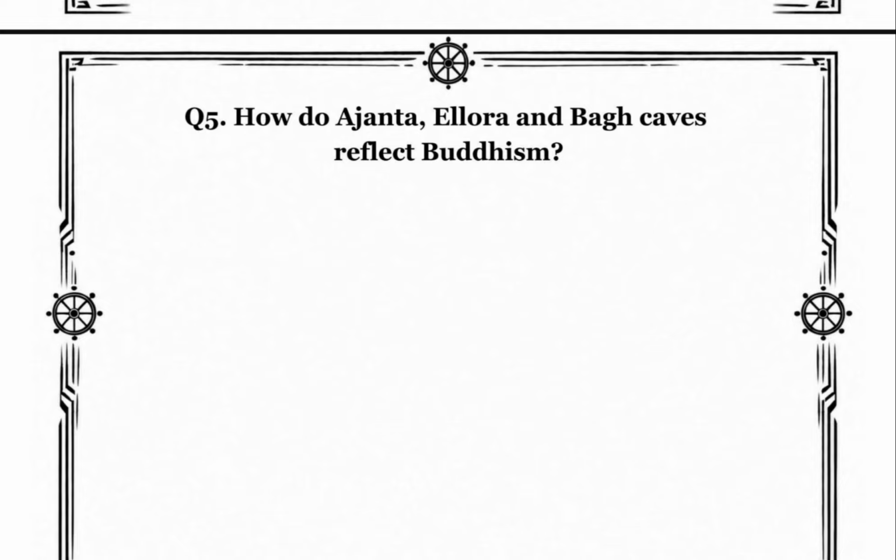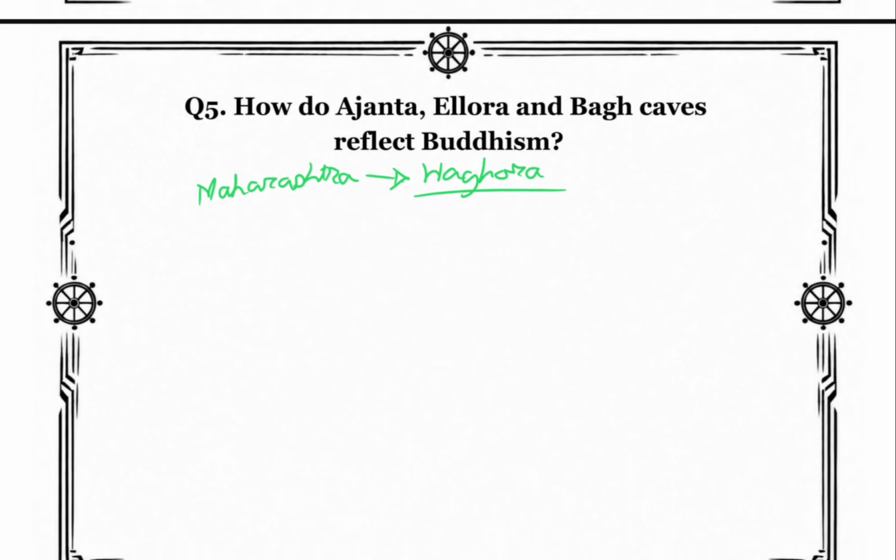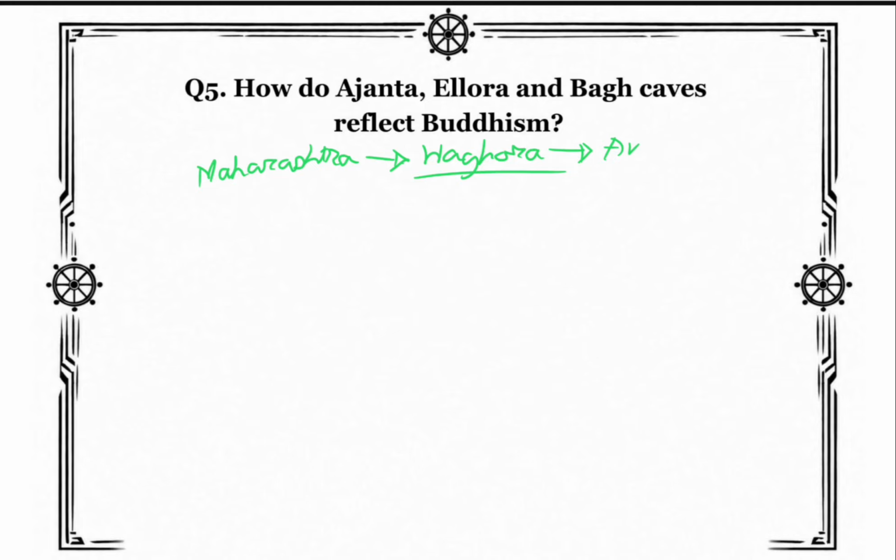Ajanta is located in Maharashtra, in the Vaghora river valley. So the river that flows through there is Vaghora. This is located in the Aurangabad district. It is a total of 30 caves. The entire complex of Ajanta belongs exclusively to Buddhism.